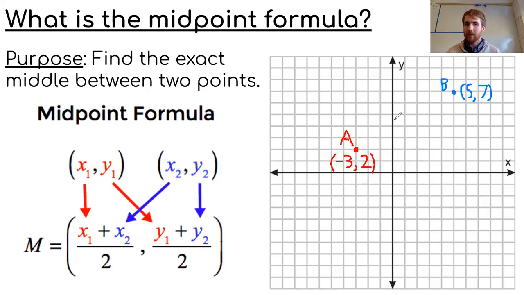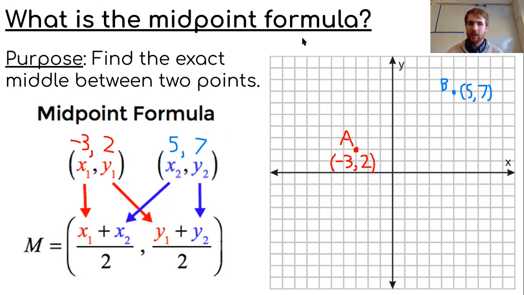So the midpoint formula is going to tell us what point is exactly in between these 2 points. If I drew a line segment in there, what would be the middle of that line segment? And what we need to do is we just need to substitute these into the formula down here. So we have our first point, that's going to be point A. It's -3, 2. And then we've got our second point, B. That x coordinate is 5. The y coordinate is 7.